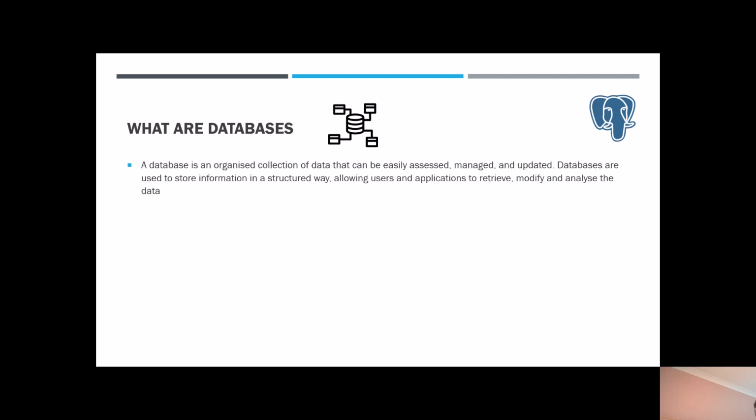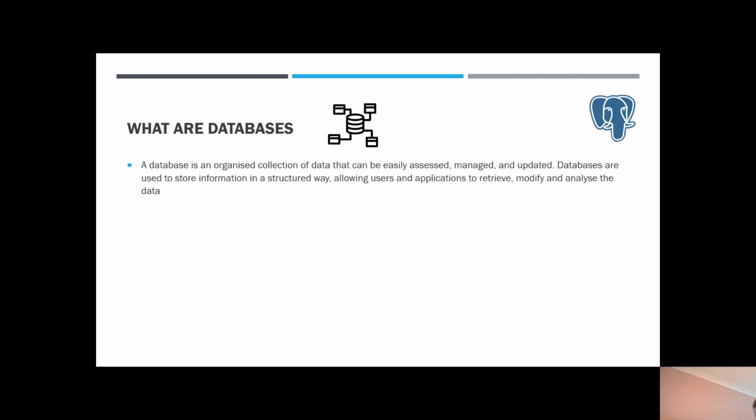A database is an organized collection of data that can be easily accessed, managed and updated. So essentially all the information that we have, or all the points of data that we're capturing, get stored in one central location, and that is what is called a database. It's used to store based on certain principles. So obviously there's a structure around it.